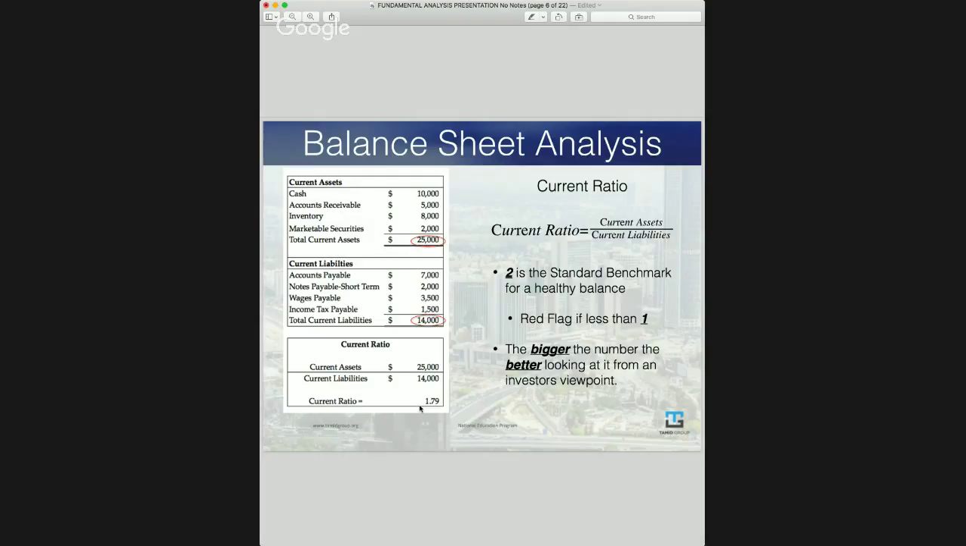As an investor, I don't really care about the benchmark of 2. I do care about the red flag of 1. What I really want is the largest number possible. The bigger, the better from an investor. That means the more assets I have compared to the liabilities, the happier I am. So that's the current ratio.